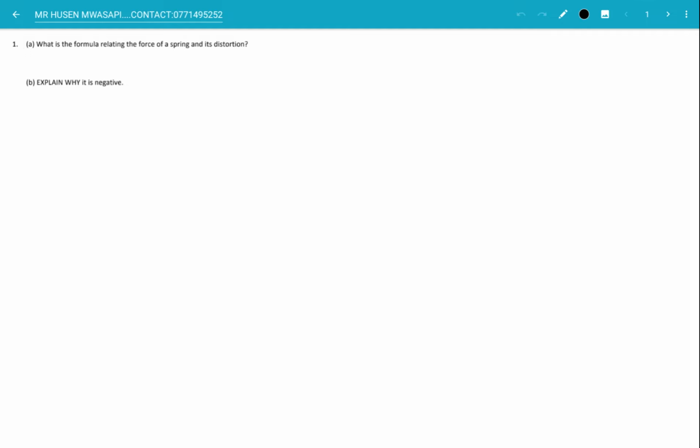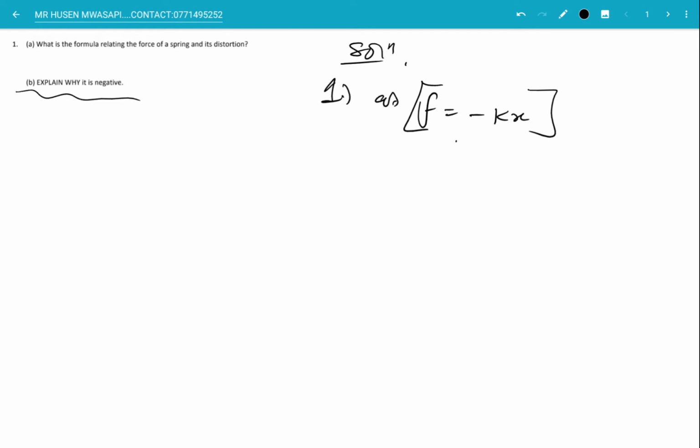Alright, so question 1 says, what is the formula relating the force of a spring and its distortion? This one is quite simple. The formula relating the force of a spring and its distortion is simply F equals negative Kx. As simple as that. Now B is asking us to explain why it's negative.